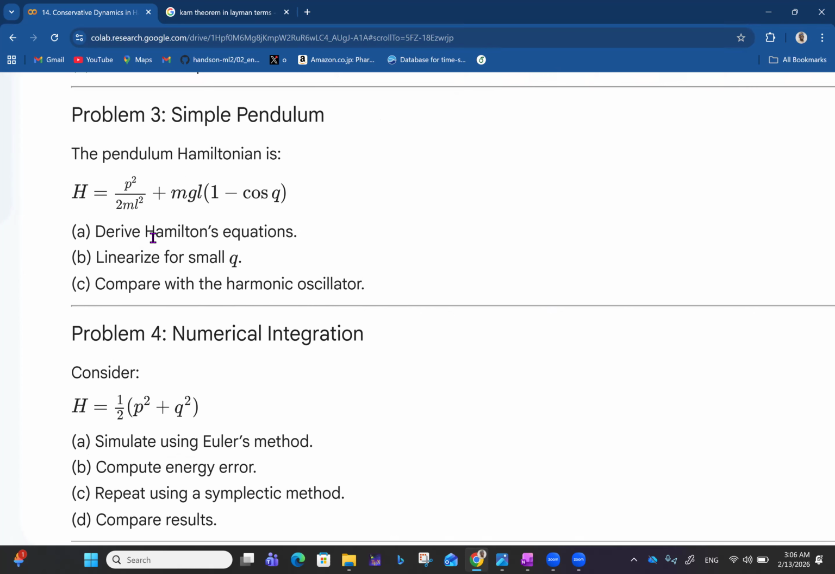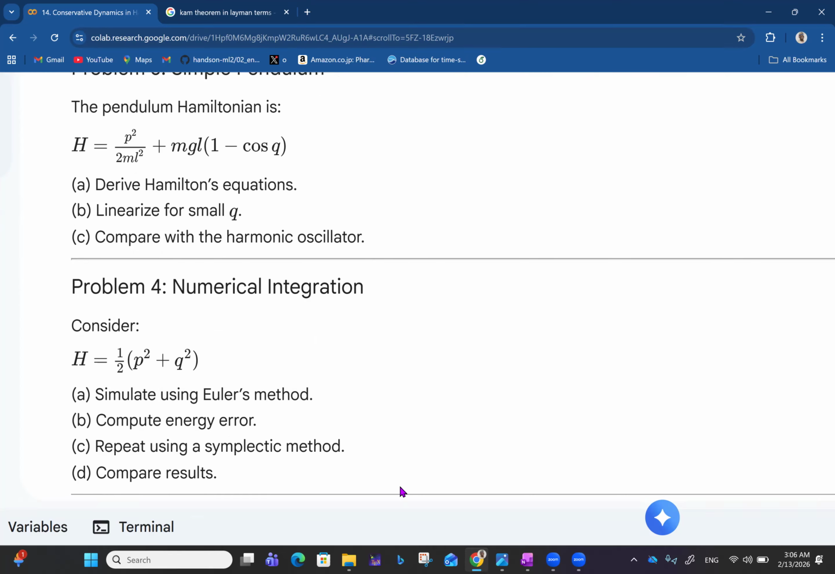Three, pendulum. The pendulum Hamiltonian is this. Derive the Hamiltonian equations. Linearize for small q. Compare with the harmonic oscillator. For numerical integration, consider H is half of P squared plus Q squared. Simulate using Euler's method. Compute the energy error. Repeat using a symplectic method and compare results.